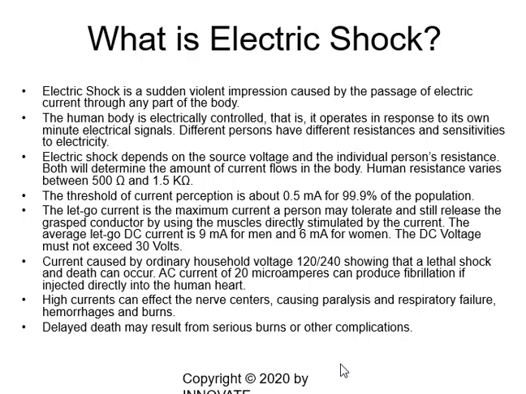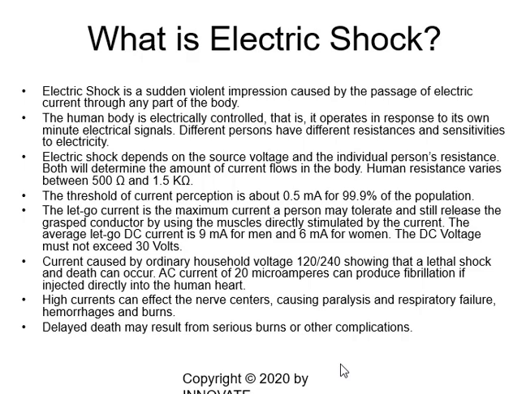The current caused by ordinary household voltage, which is 120 volts in the United States or 240 in other places on Earth, shows that a lethal shock and death can occur based on the resistance of the human body. If you touch any line with 120 volts or 240 volts, this is almost imminent death or a lot of damage. AC current of 20 micro, not milli, 20 microamperes can produce fibrillation if injected directly into the human heart. 20 microamperes.